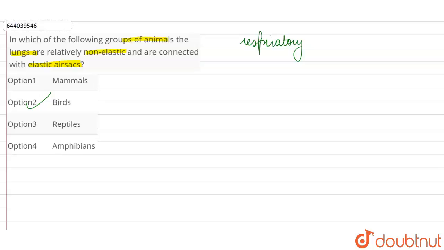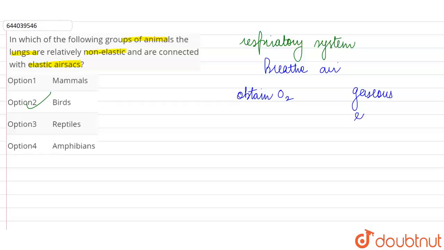We know that the birds generally live in the terrestrial habitat, so they use the lungs for respiration because they are going to breathe air. They have to obtain oxygen from the atmospheric air, and this is what happens in the process of gaseous exchange. The main function of the respiratory system in the body is to facilitate gaseous exchange, that is obtaining oxygen and simultaneously eliminating the carbon dioxide which is accumulating in the body tissues.